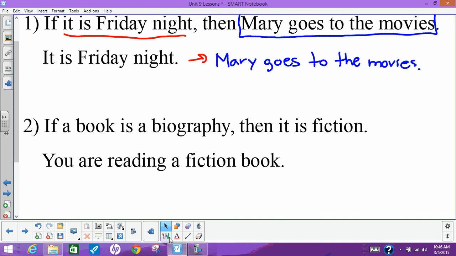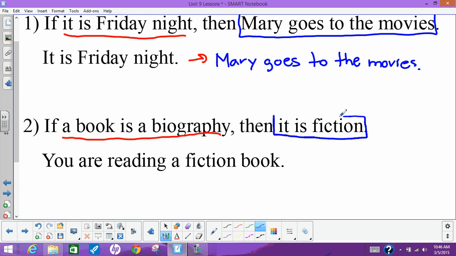In this second example, I will find the hypothesis. A book is a biography. And my conclusion, it is fiction. So now let's look at this statement here. You are reading a fiction book. So reading a fiction book is an example of our conclusion.